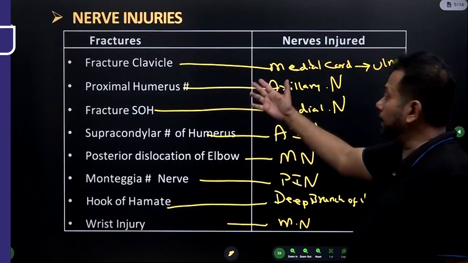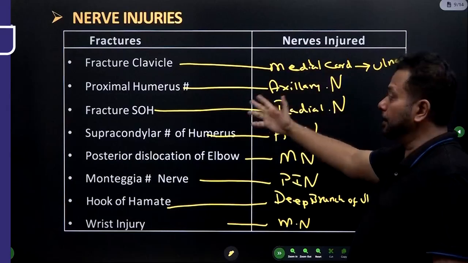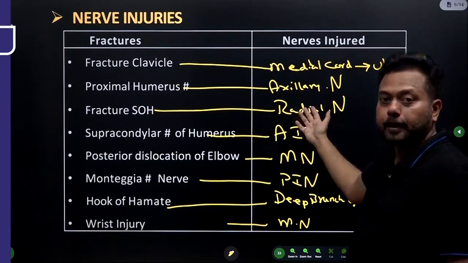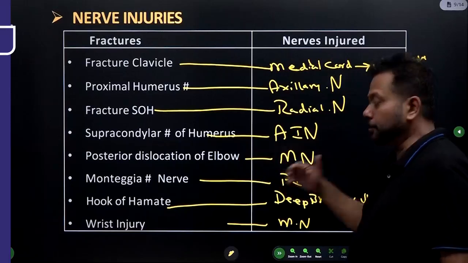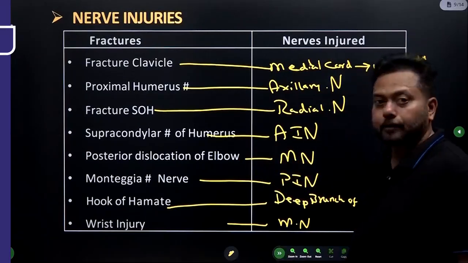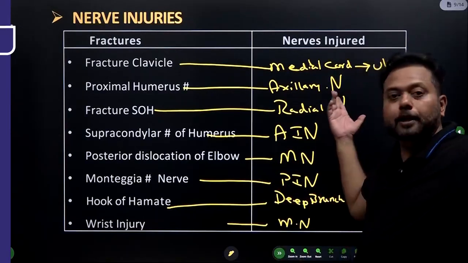Any wrist injury, that is carpal tunnel syndrome, median nerve. Right? Fracture clavicle, ulnar nerve; proximal humerus, axillary nerve; shaft of humerus, radial nerve; supracondylar fracture, anterior interosseous nerve; posterior dislocation elbow, median nerve; Monteggia's fracture, posterior interosseous nerve; hook of hamate, deep branch of ulnar nerve; wrist injury, median nerve.